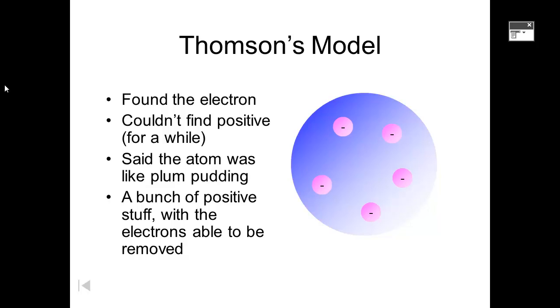Since Thomson was from England, he called it the plum pudding model. Plums are like little currants or little raisins. And plum pudding was just like this gross snack that they ate back then that nobody liked. Yeah, the British people liked it. So he called it the plum pudding model. Okay?